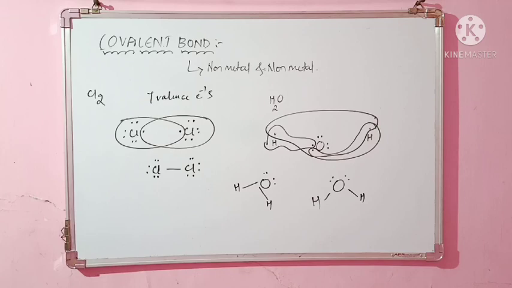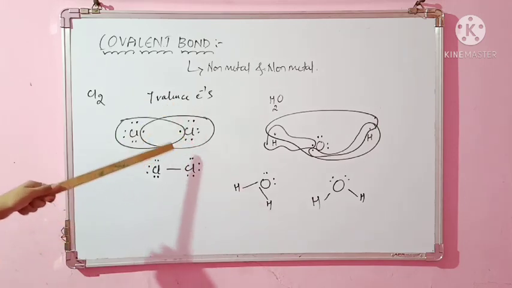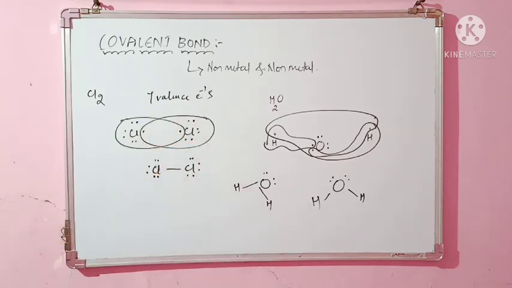If it wants to be stable, then it should be fulfilling its valence electrons, that is outermost configuration, that is octet rule should be fulfilled. So this is all about the covalent bonding. I hope you understood the introduction to covalent bonding. Thank you.